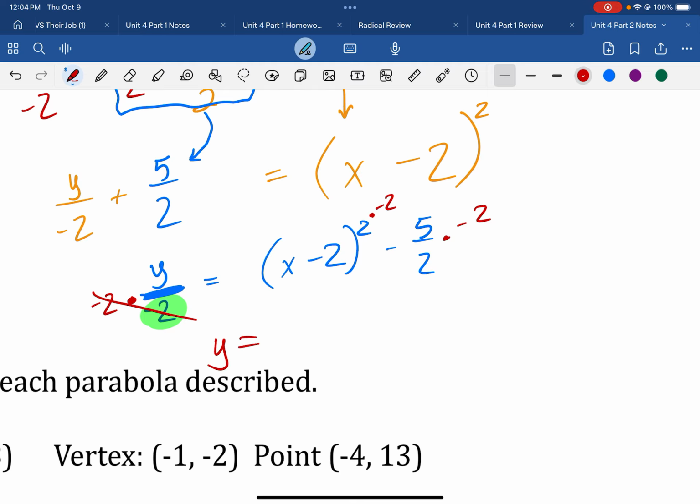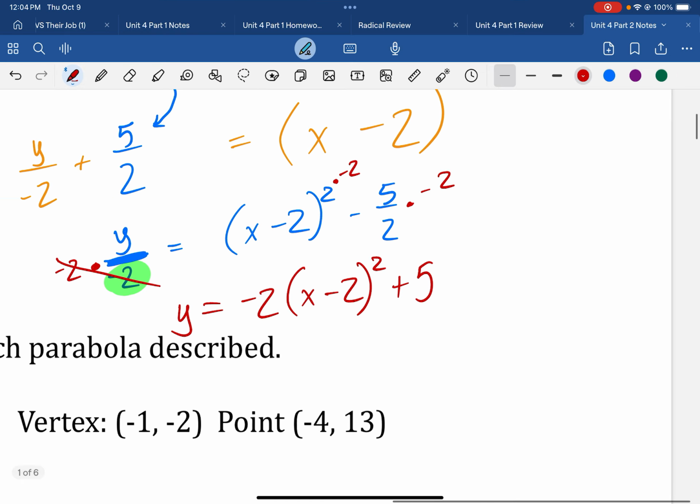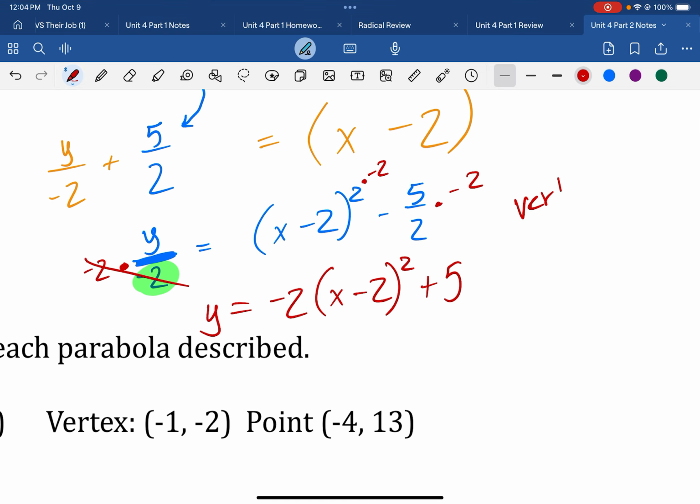Over here I get y equals. There's now a -2 out front. And then this -2 right here. And this is kind of like a negative 2, but this and this will cross out the 2's, and then the negatives will also make it a plus. So it ends up being plus 5. So the vertex here, which it is asking me to find, would be at 2, 5.